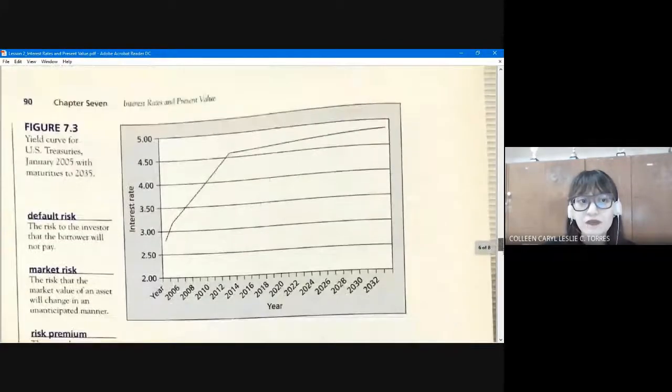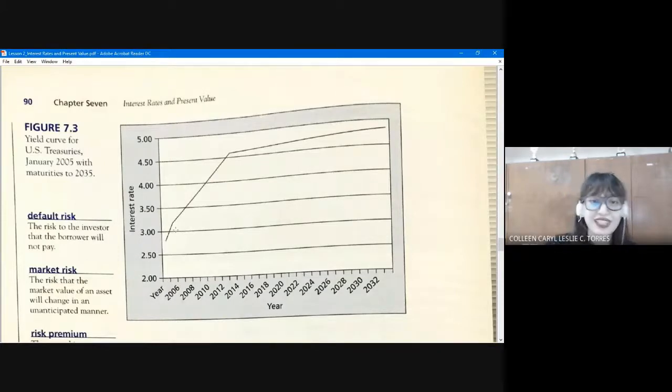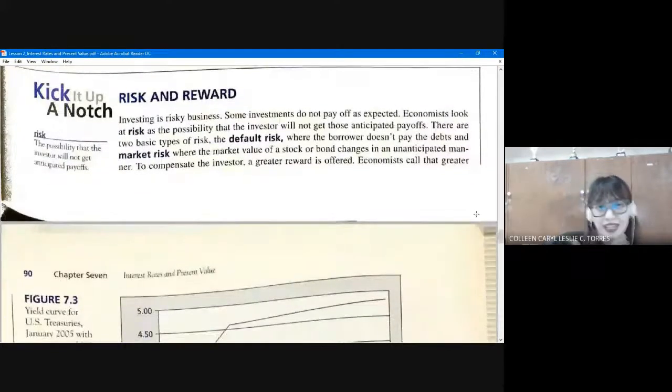So here is the yield curve for US Treasuries in January 2005 with maturities to 2035. If an investor put money in back in 2005, they would get their yield around 2014 up to 2032. So that's the time when their money would come back to them. So it's really about a time element.